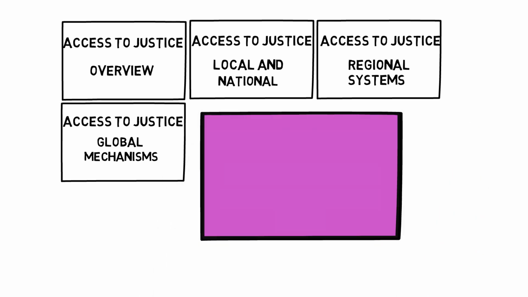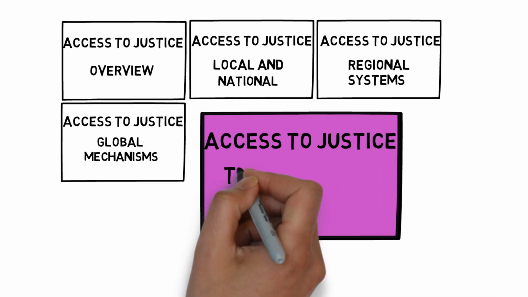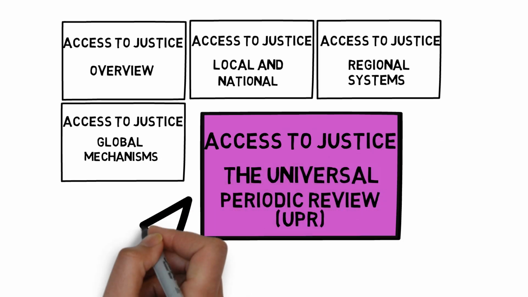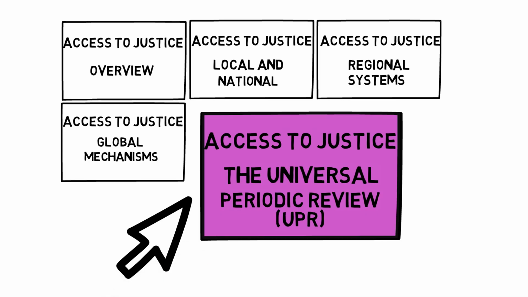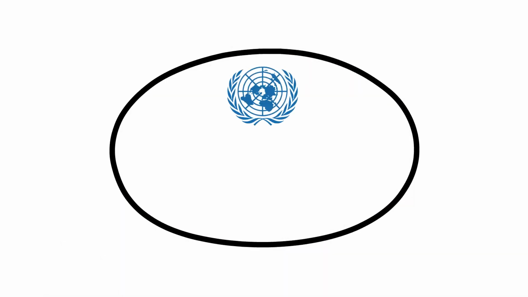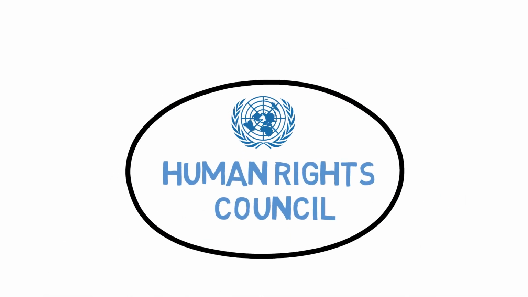Access to Justice, the Universal Periodic Review. In this film, we're going to take a look at one way in which civil society can highlight human rights violations at the global level and work for change. The Universal Periodic Review, or UPR.